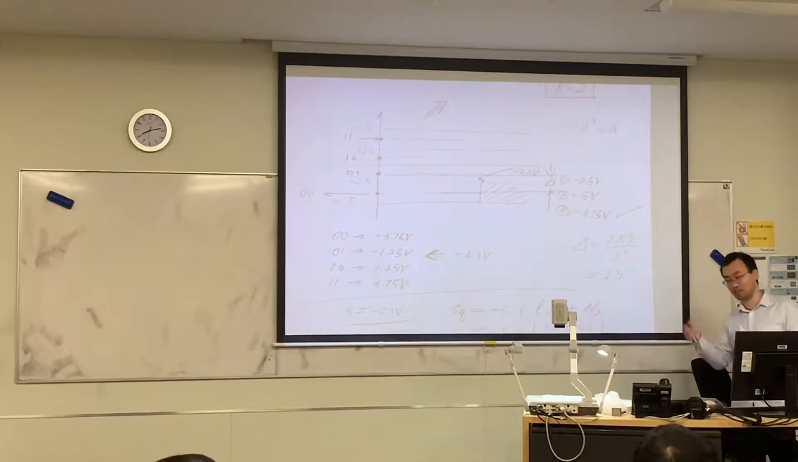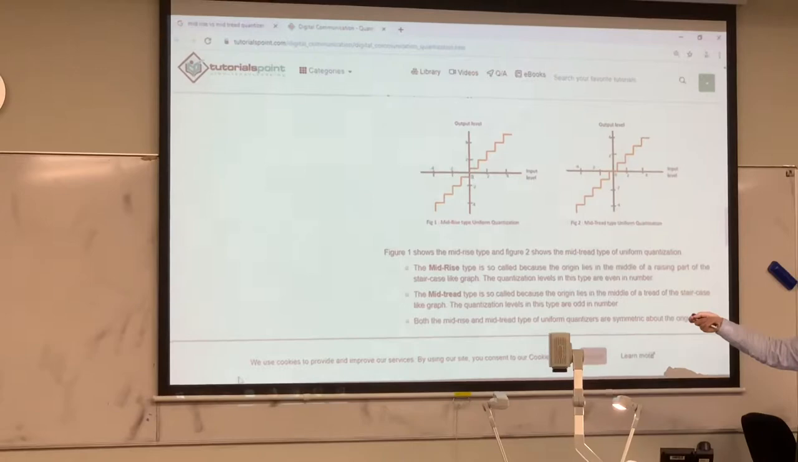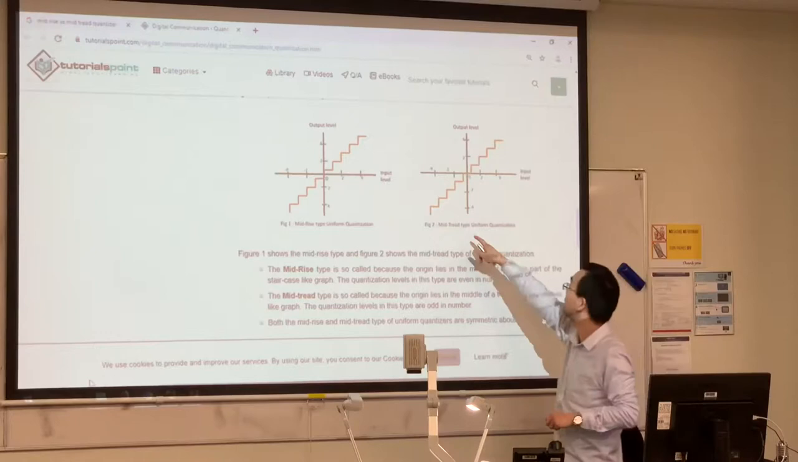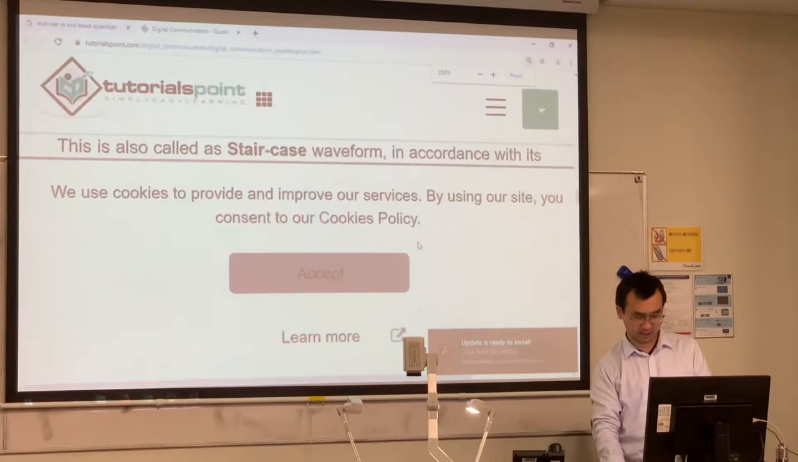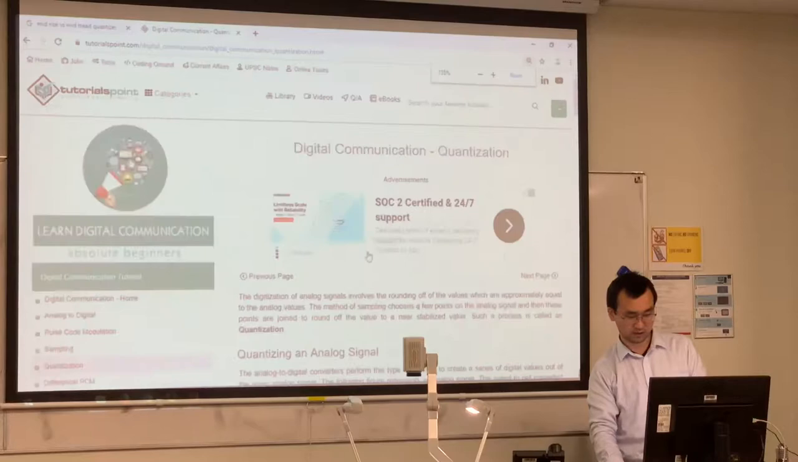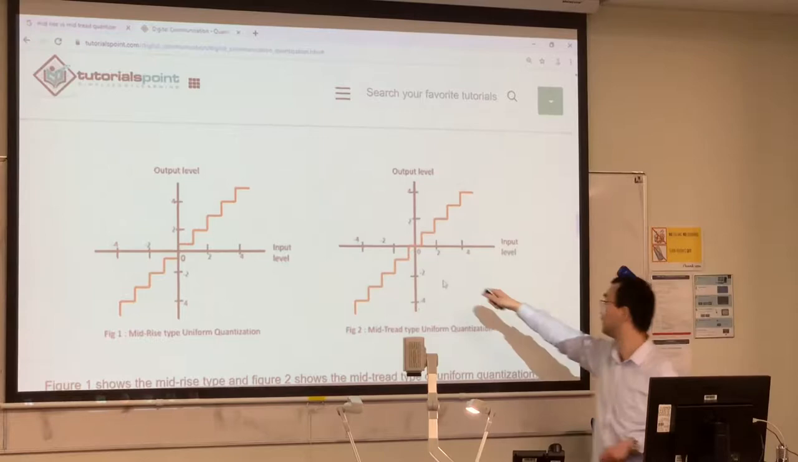Next, I'm going to show you the difference between these two types of uniform quantizer. This one is called middle rise, and this one is called mid tread, sometimes called mid flat. Do you notice the difference when you look at the two curves?